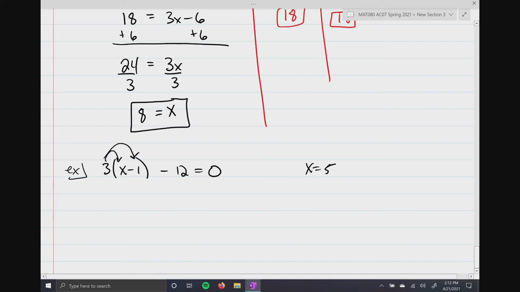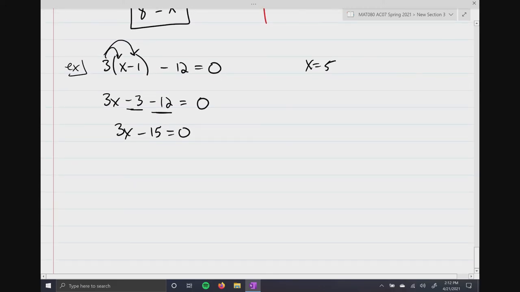All right. So, I get 3 times x. And 3 times negative 1 is negative 3 minus 12 equals 0. All right. Next step. I look on the left-hand side and ask myself, can I combine anything? The answer is yes. So I can combine the negative 3 minus 12, which is minus 15, equals 0.